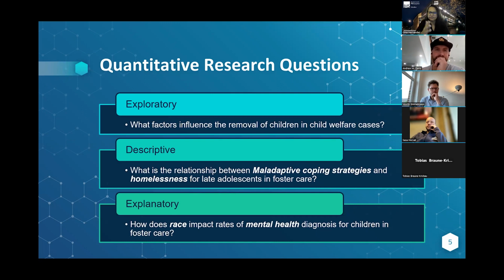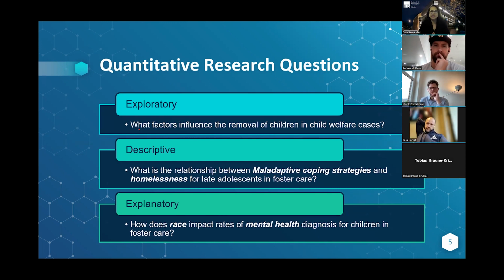So, for example, the kind of questions that you could ask if you want to run a quantitative exploratory research are, for example, what factors influence the removal of children in child welfare cases? So you are just asking in general, what are the factors that are involved there? You don't know the factors. This is why it's exploratory.